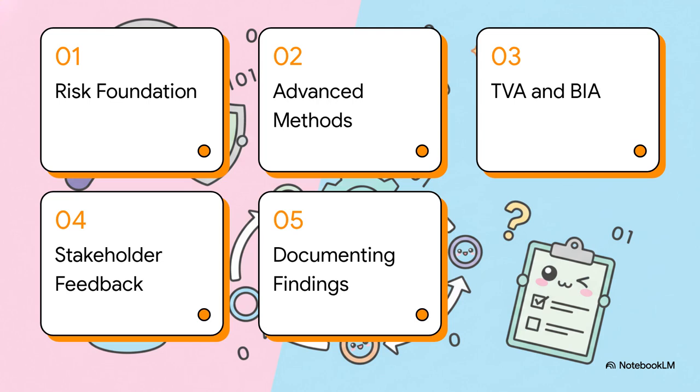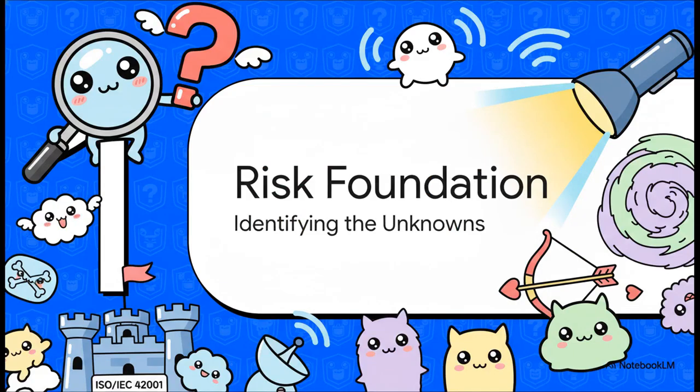Here's our roadmap for today. We're going to cover the foundation of risk identification, explore some advanced methods, dig into TVA and business impact analysis, talk about integrating stakeholder feedback, and wrap up with documenting compliant risk findings. Let's get right to it. Section 1. The Foundation of Risk Identification.